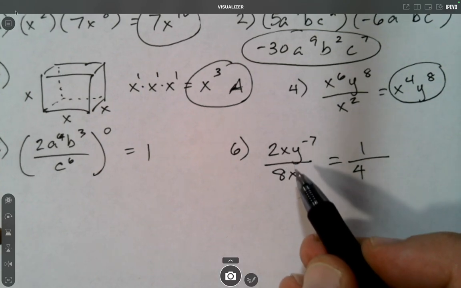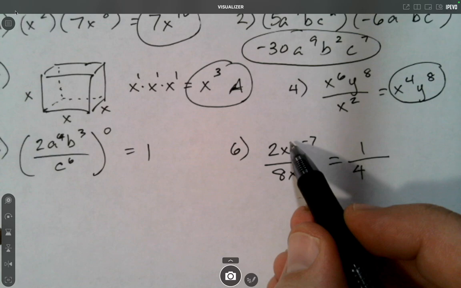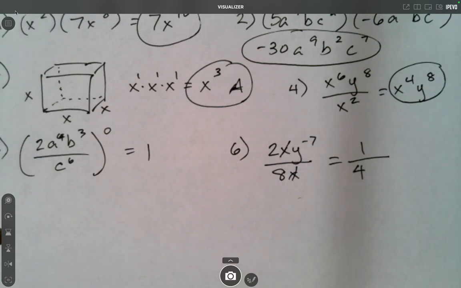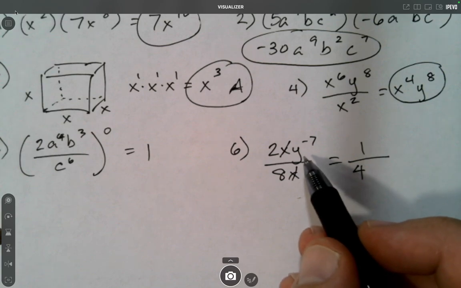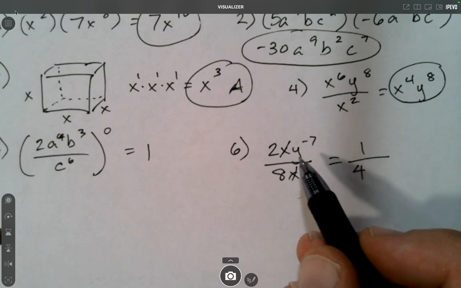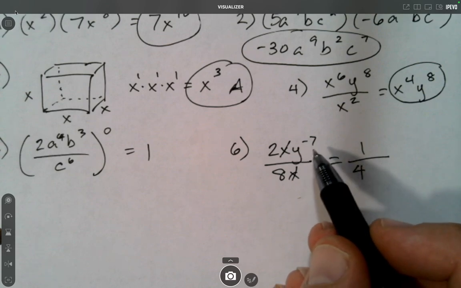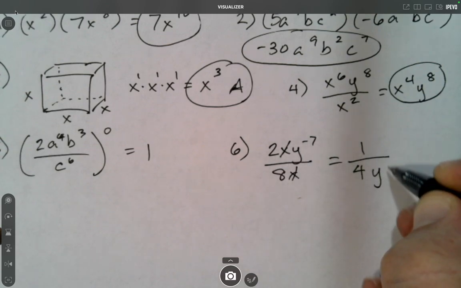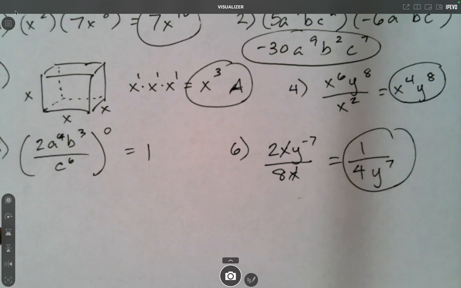Then we have x divided by x, which is 1. So it just cancels out because anything divided by itself is equal to 1. Now we don't want to end with negative exponents. And as you hopefully recall, negative exponents can be made positive if we change what part of the fraction they're in. So while this is a negative exponent when it's in the numerator, the top, if we move it to the denominator, it becomes a positive exponent.